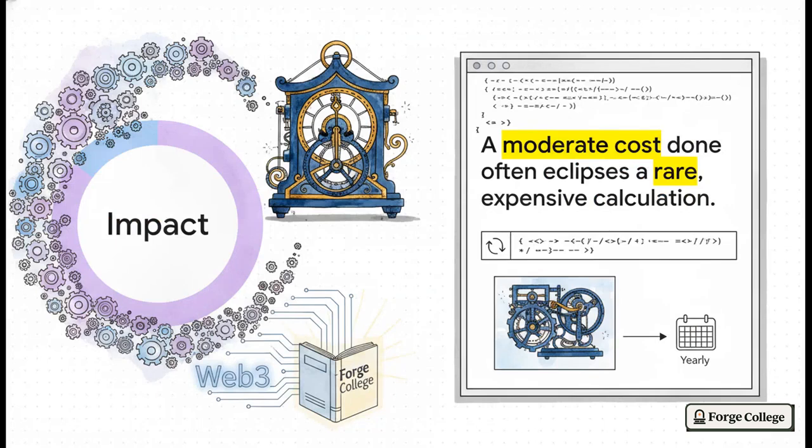Now, what's really interesting about this visualization is how a moderately expensive opcode running in a frequent loop completely eclipses a massive but rare calculation. As you can see, an operation that is only moderately expensive but repeated 100 times is vastly worse than a highly expensive operation that maybe runs once a year. It's basically death by 1,000 cuts.